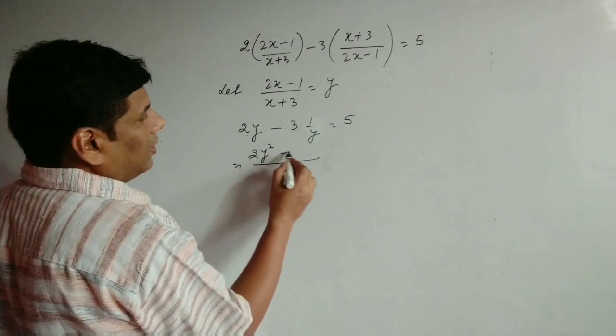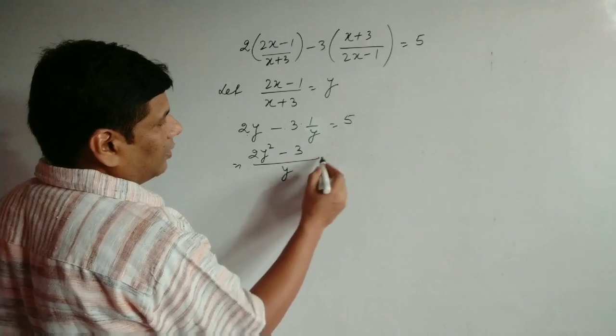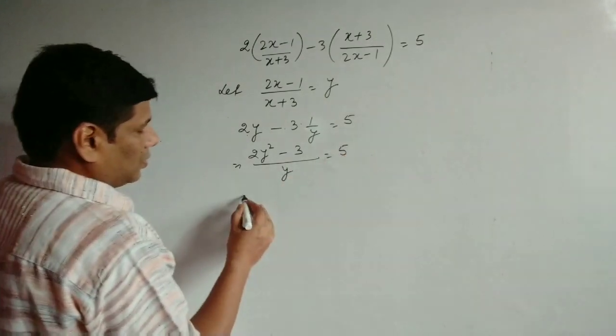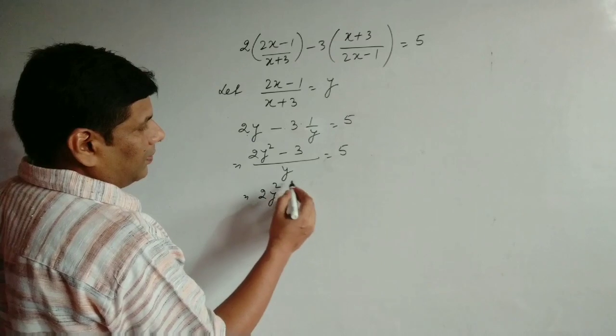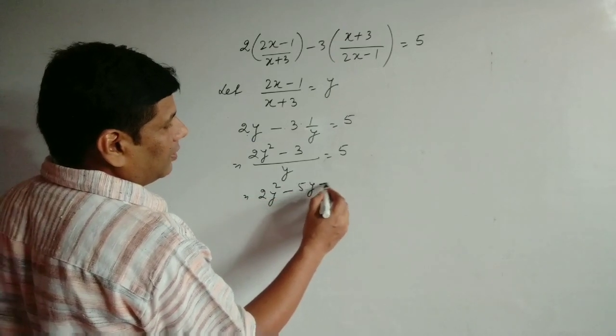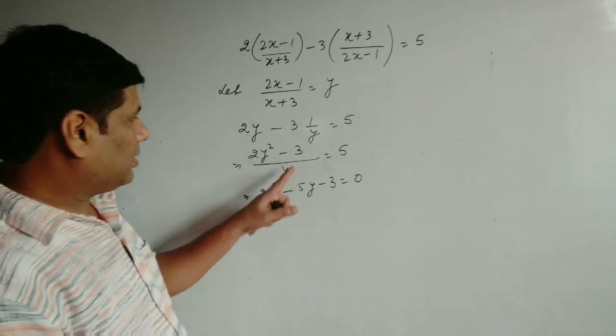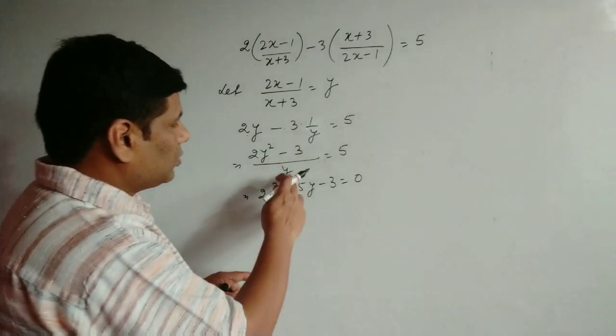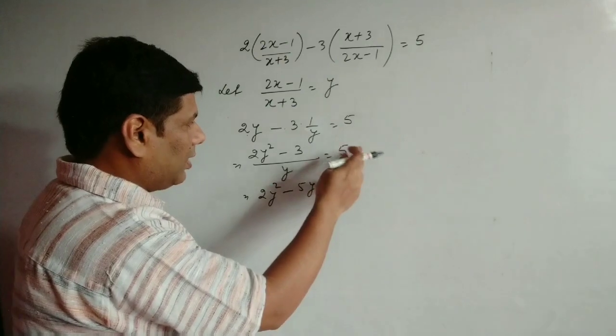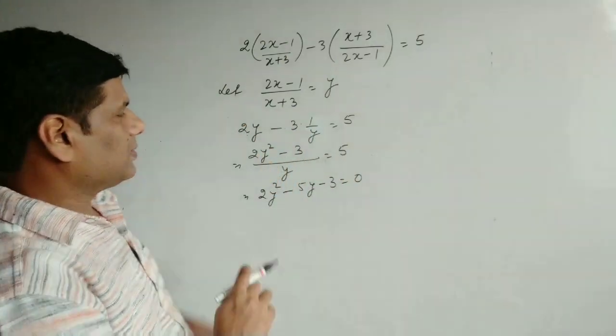2y square minus 3 by y equals 5. So this will become 2y square minus 5y minus 3 equals 0. So y will be multiplied with 5, and this will come to this side as minus 5y.